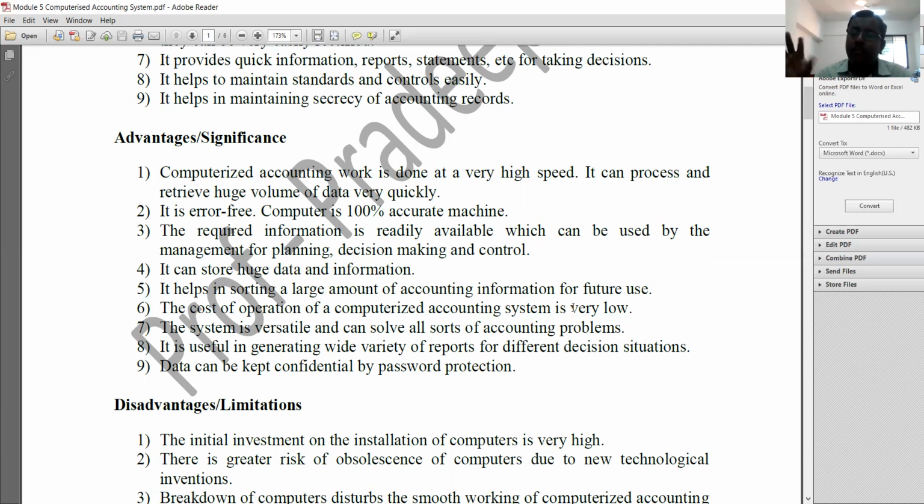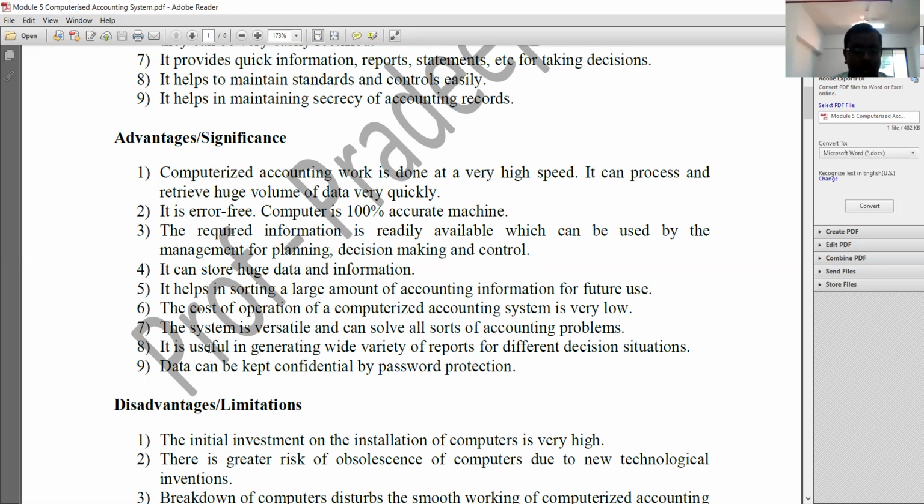There we need to pay money to 15 to 16 accountants, but in case of computerized accounting, that is not required, because that 15 to 20 people's work will be done by a single computer and accounting software. The seventh advantage is that the system is versatile. Versatile means it can be used for multiple purposes, and it is helpful for solving a variety of problems. It solves all sorts of accounting problems.